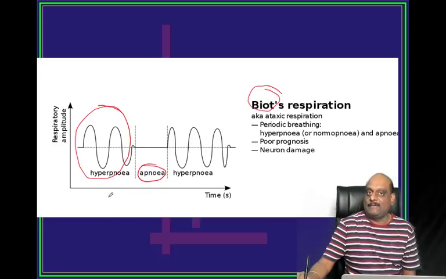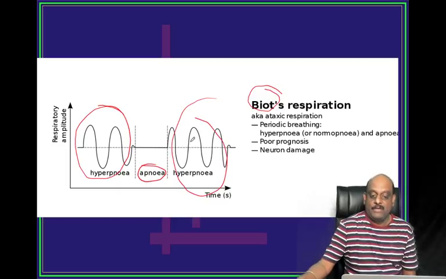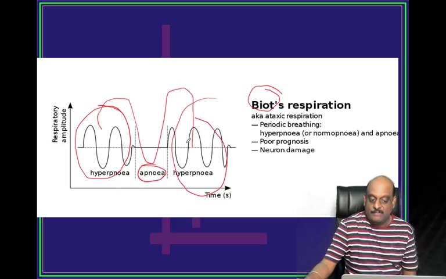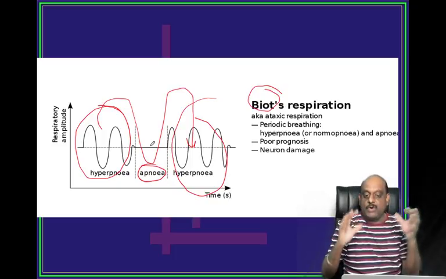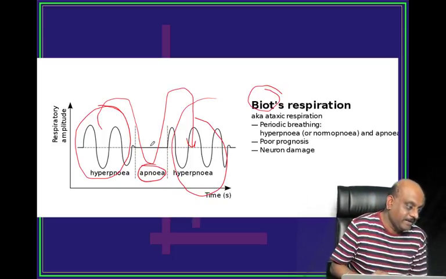Now, this is apnea. Then this is once more hyperpnea. So this kind of variation is called Biot's respiration. Right, doctor?